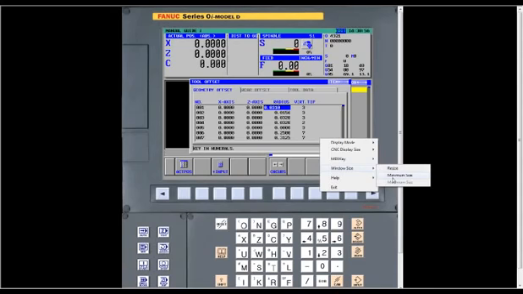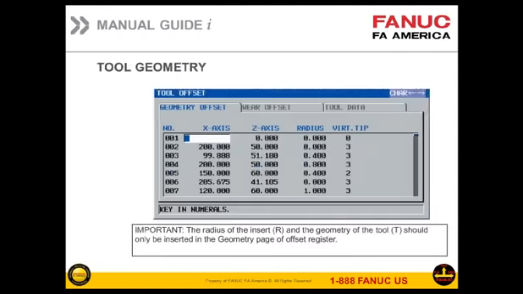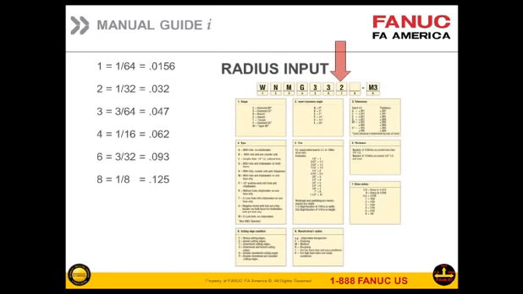We're going to get out of NC Guide for a moment, back into the PowerPoint presentation. And here it's saying tool geometry. And down at the bottom it says the radius of the insert R and the geometry of the tool should only be inserted in the geometry page of the offset register. So it's important you enter those. What it's after in the radius input is the number of the insert that you're putting in your tool; there'll be a number associated with that. Usually it's 4 letters and then 3 numbers. The last number is the size of the radius of the tool.